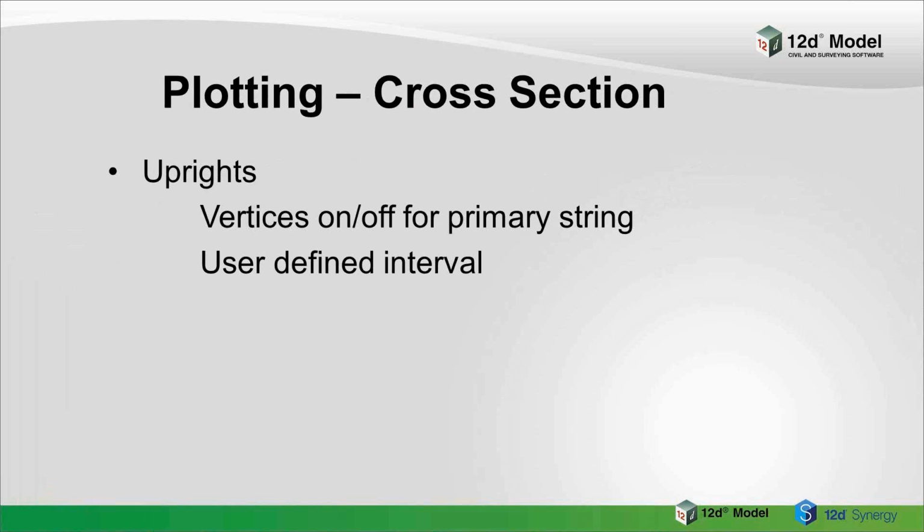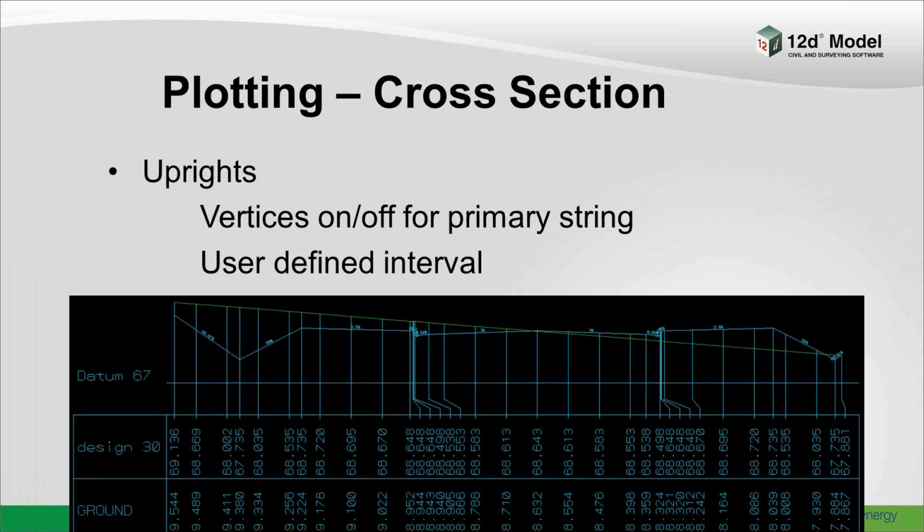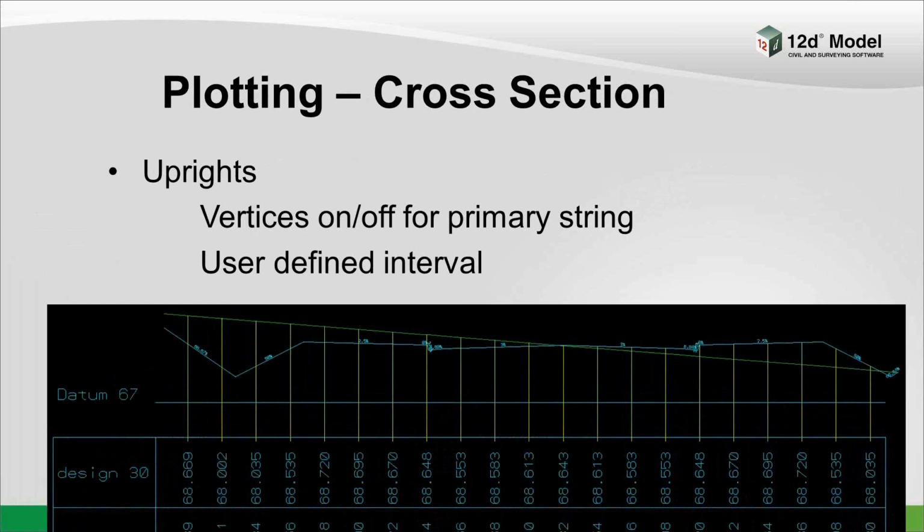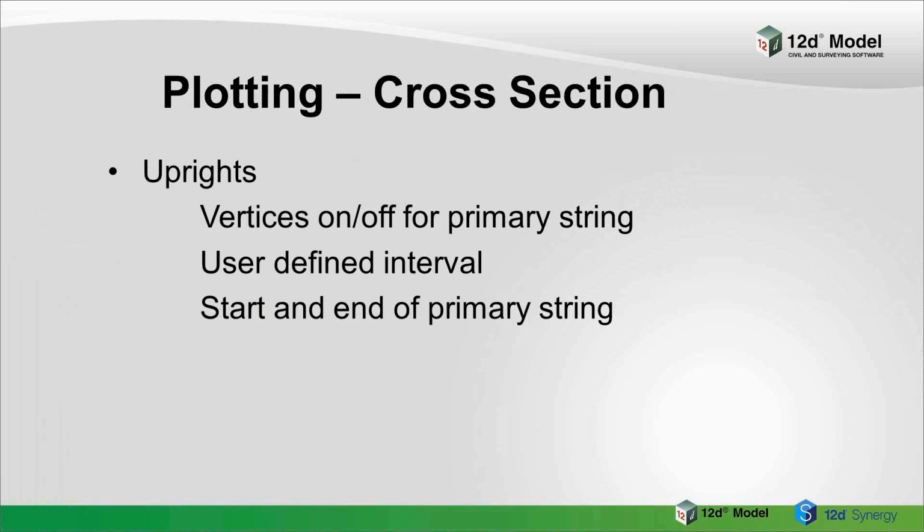And you can have, these are intermingled. You can have one or the other or both. So in this case, I've actually done a cross-section where I've got the uprights, the vertices, plus also some regular intervals. And this one, I've just got the regular interval and not at the primary string points. We also can have the start and end of the primary string, because if you're doing user-defined intervals, you just mightn't have the start and end in that range.